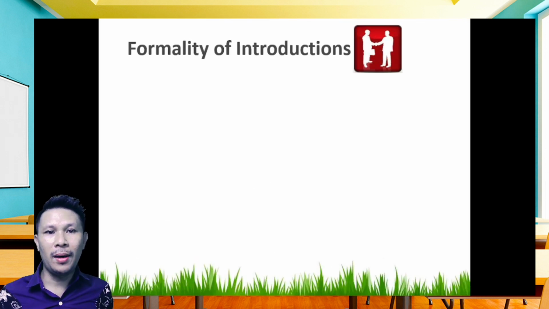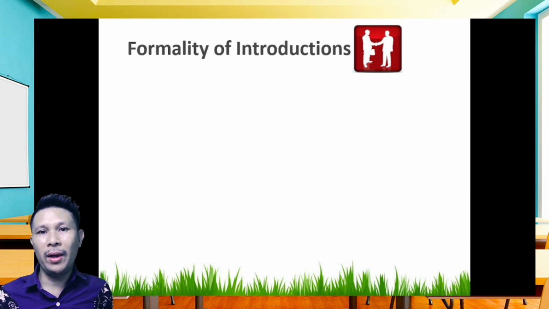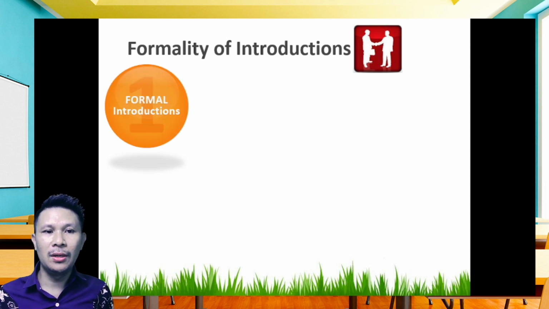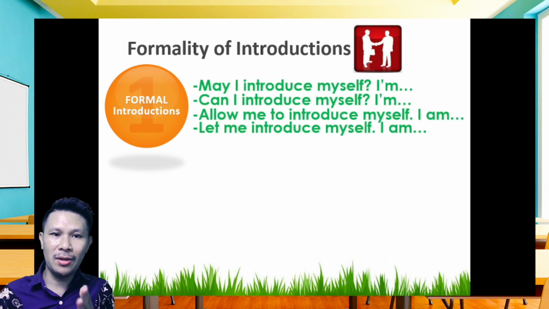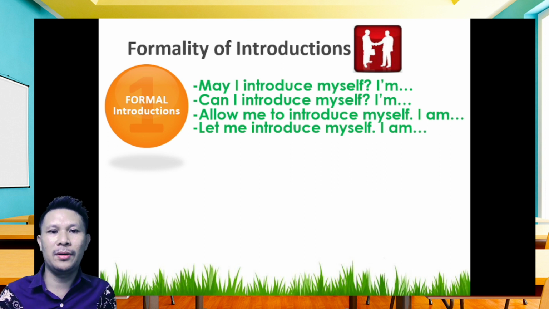All right, formality of introductions. There are two formalities when we are going to introduce ourselves. First, the formal introductions. In the formal form, okay, we will use this phrase, may I introduce myself? This is in a question form. It's in an interrogative form, okay? May I, that means asking permission. May I introduce myself?